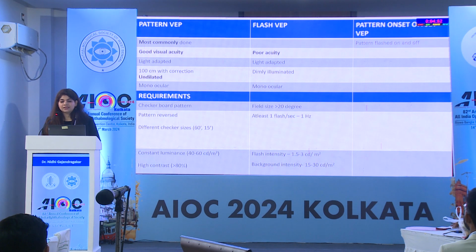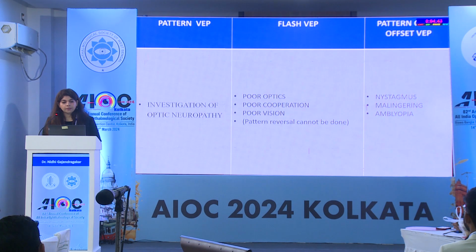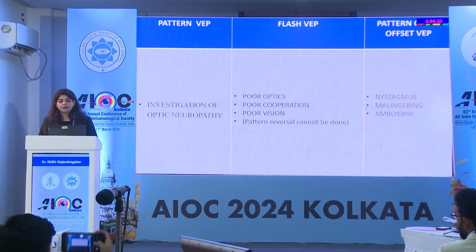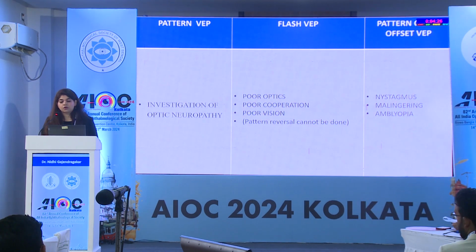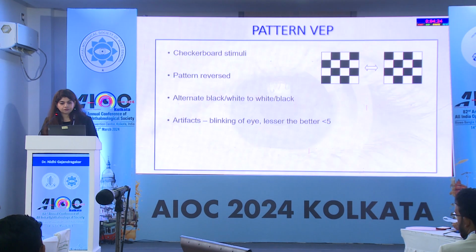In pattern onset and offset VEP, the stimulus is similar to the pattern VEP, but here the pattern is flashed on and then off. Pattern VEP is most commonly used for investigation of optic neuropathy. Additionally, flash would be used when the optics are poor, cooperation is poor, or vision is poor, or when pattern reversal cannot be done. Pattern onset and offset is done in cases having nystagmus, malingering, or amblyopia.